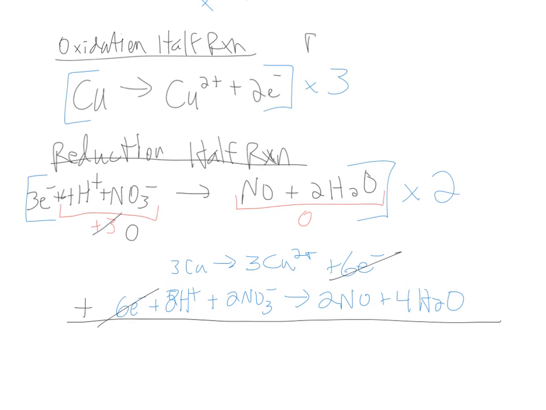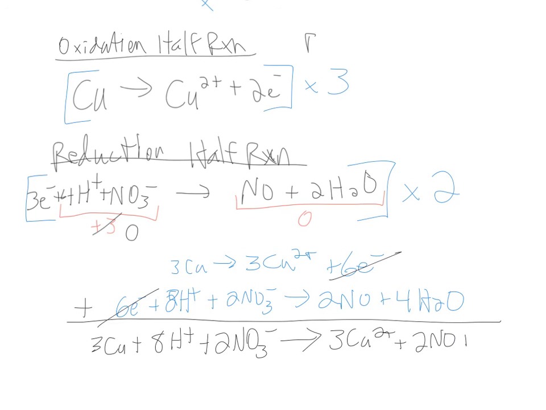On the left side of the equation, starting with the things at the top, we have 3 coppers, neutral, 8 hydrogen ions, 2 nitrate ions. On the right side, starting with the top equation, 3 copper 2 ions, 2 nitrogen monoxides, and 4 waters.